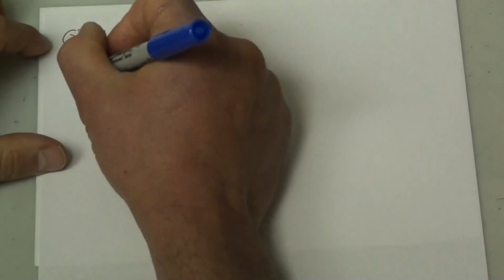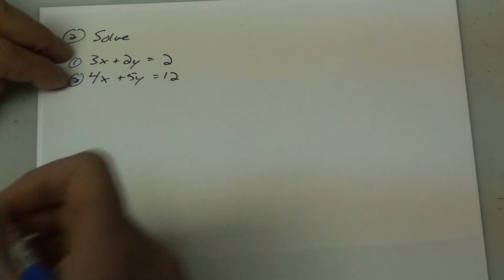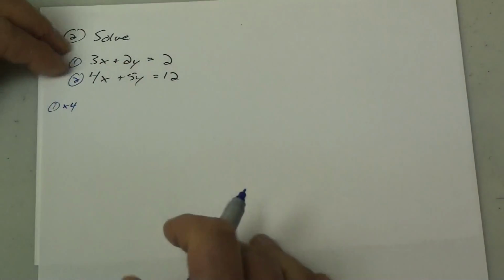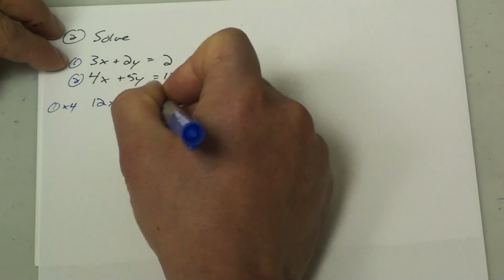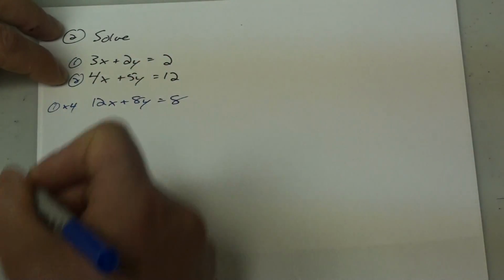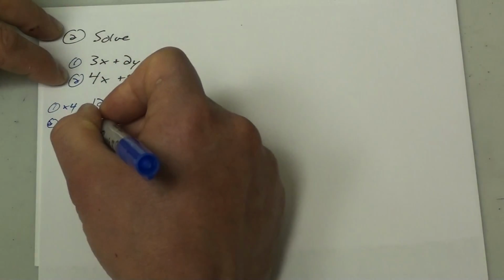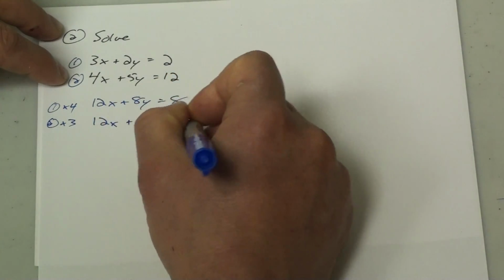So I have equation 1, I have equation 2. If I get them to a common coefficient, then I add or subtract them and make them go away. So if I take equation 1, I want to multiply the entire equation 1 by 4. That will give me 12x plus 8y equals 8. I take equation 2 and I multiply it by 3. That will give me 12x plus 15y equals 36.